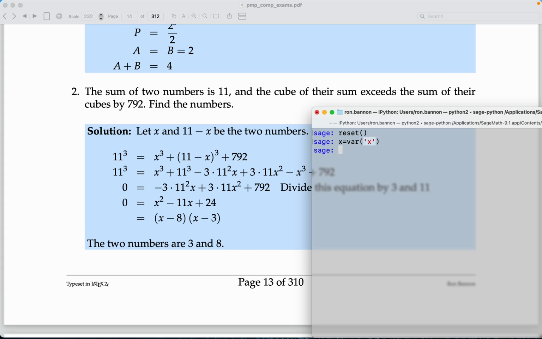All right, now here's the problem. I'm reading it, and I have to understand what it says. So the sum of the two numbers is 11. And the cube of their sum exceeds the sum of their cubes by 792. And there are a lot of students who struggle with reading that. And all I can say is try to slow yourself down.